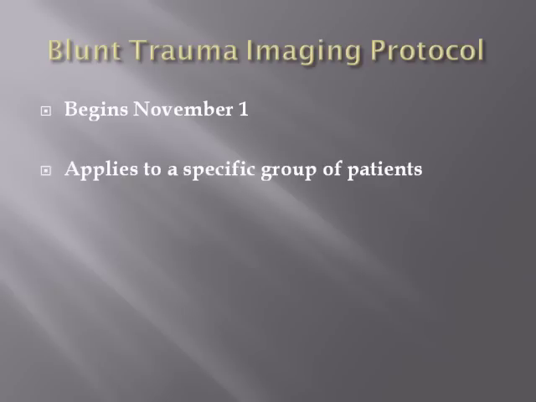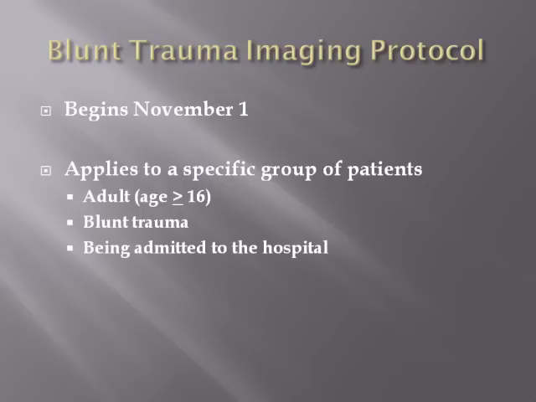It only applies to a specific group of trauma patients. First of all, it only applies to adults, and our definition of an adult is age 16 or greater. They must be a blunt trauma patient. We have not implemented a protocol for penetrating trauma as of yet. And these patients must be admitted to the hospital. Now, sometimes it's not easy to predict who might be admitted, so in those cases it's best to just err on the side of engaging in the protocol.